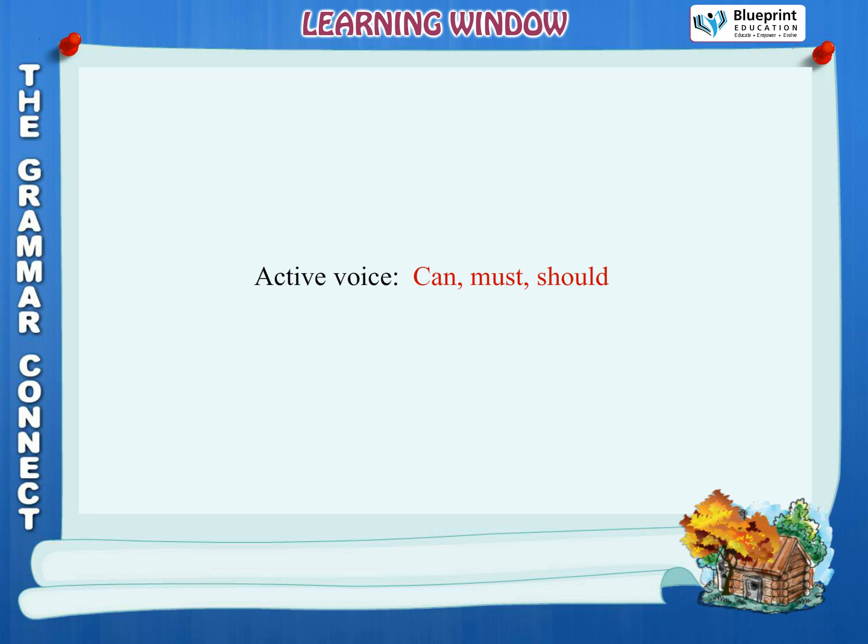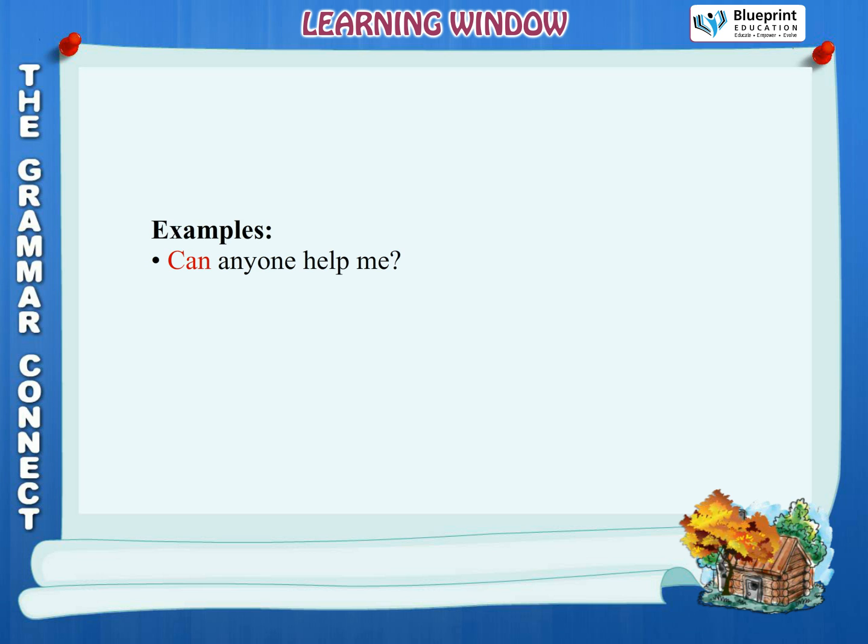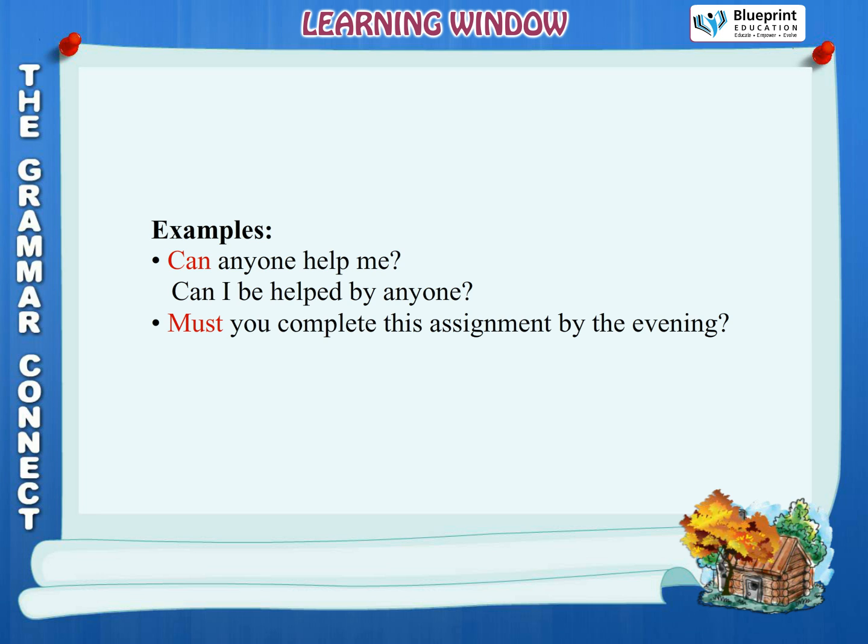Active voice: can, must, should. Passive voice: remains unchanged. Examples: can anyone help me? Can I be helped by anyone? Must you complete this assignment by the evening? Must this assignment be completed by the evening?